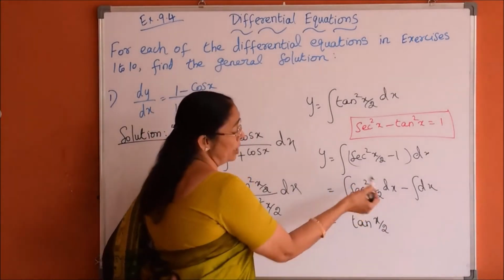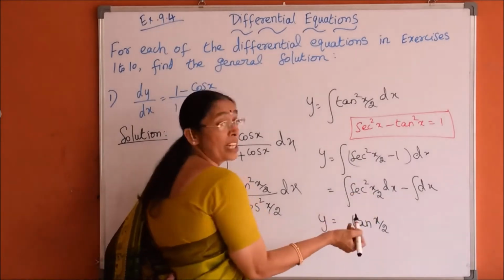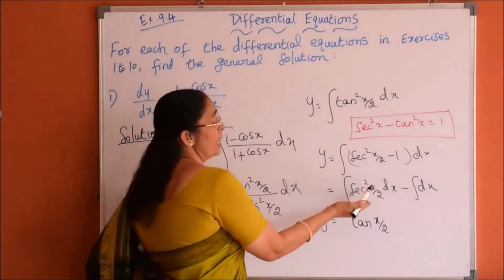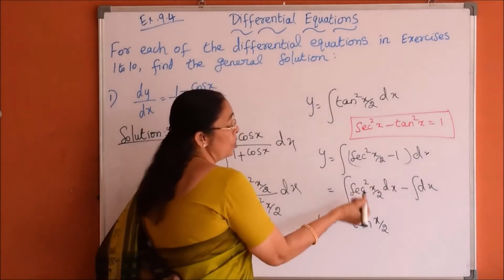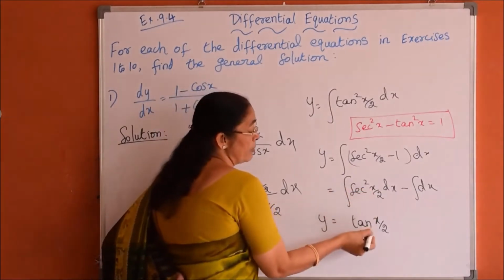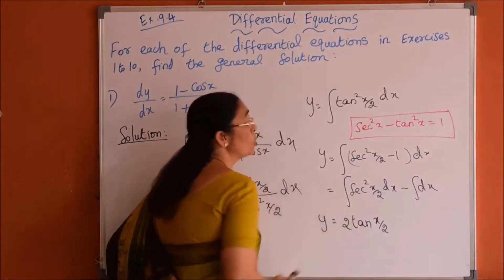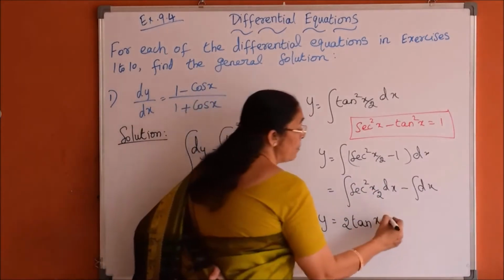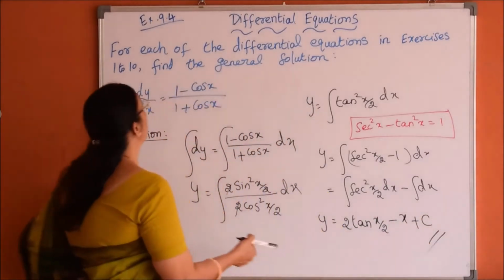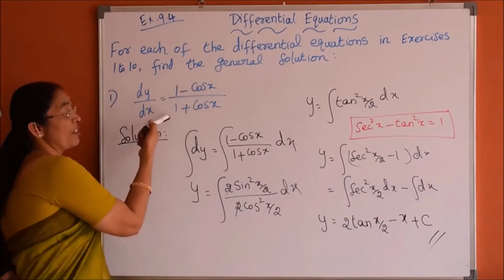Tan x by 2, then this x by 2 will come. It is not chain rule actually. Chain rule we use that word only in differentiation. Here by substitution we will get it. So, we substitute x by 2 as t. Now, the integration of secant square x by 2 is tan x by 2 into 1 by 1 by 2, which is 2. So y is 2 tan x by 2 minus x plus c. This is the general solution for the given differential equation.